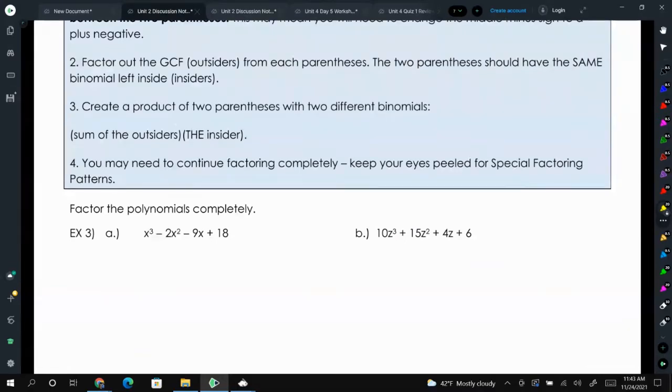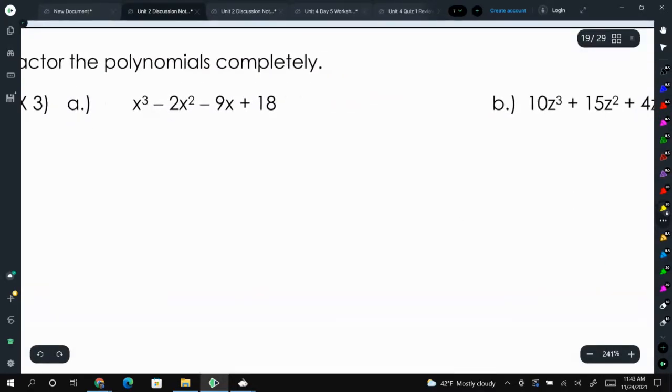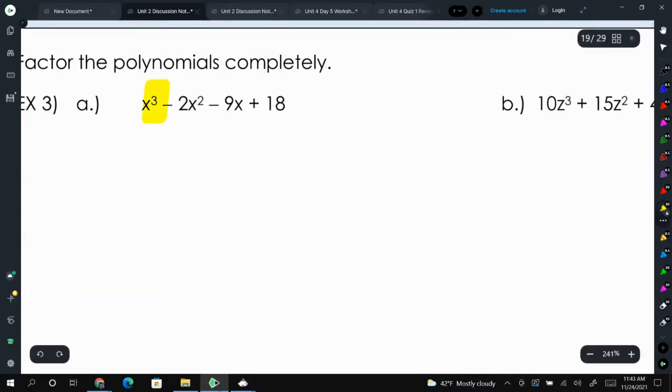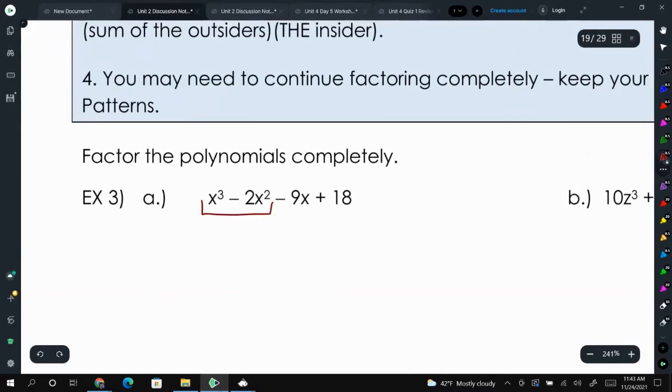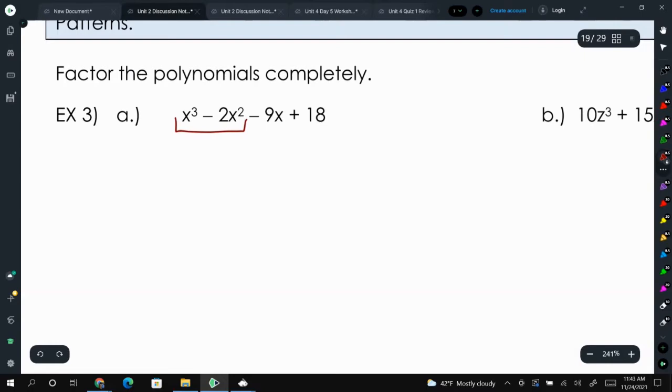So the way you can tell that you might want to try factoring by grouping is if you have descending exponents. So what do I mean by that? You have x to the third, x squared, x to the first, and x to the 0. And what you want to do is look at the first 2 and say, what can I factor out of those 2 terms? Well, you can factor out an x squared, so I'm going to do that. And then I'm left with x minus 2.